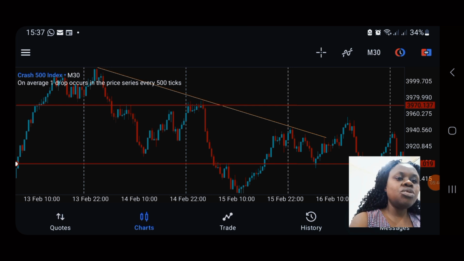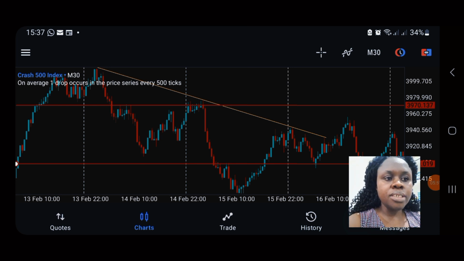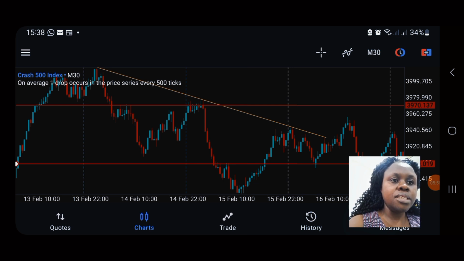Then the third one, when it touches, if there's any other confluence like a support or a resistance, you can use it to enter the market. But if that's not there, look for other confluences like candlestick patterns. Like in this case, there was a bearish engulfing pattern. So look for that and be able to take the trade and get into the market.